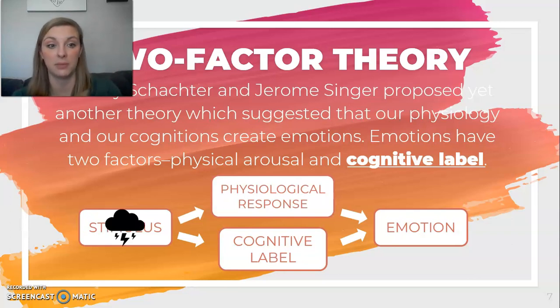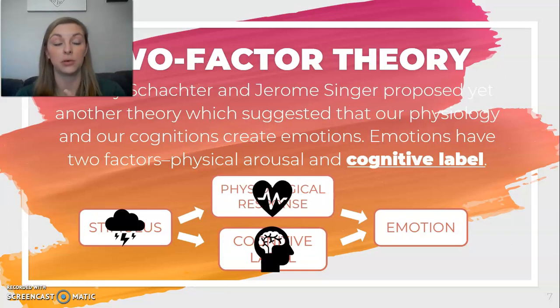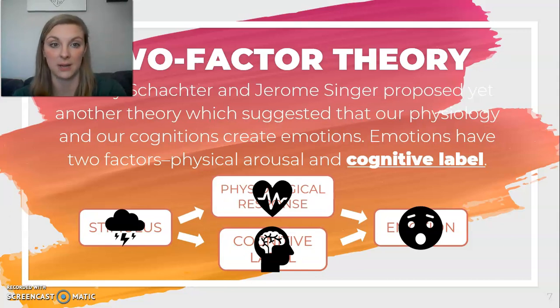Okay, so what's our example? We hear thunder from a thunderstorm. Our physiological response is that our heartbeat increases and the breathing increases. Our cognitive label is that, oh no, I'm afraid of a thunderstorm. This was scary in the past. Now I feel fear again. Okay? So in order for us to feel that emotion of fear, we have to label it as something that is scary. That's what the two-factor theory is stating.